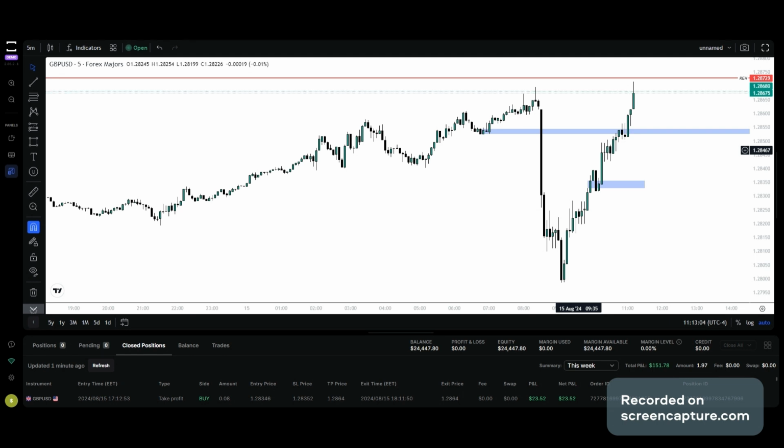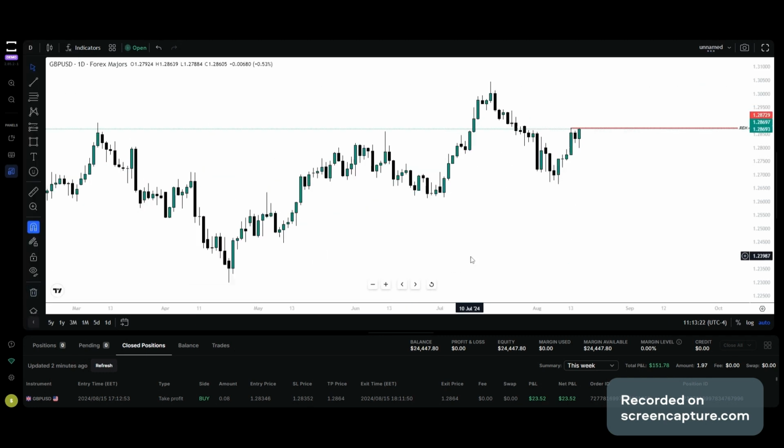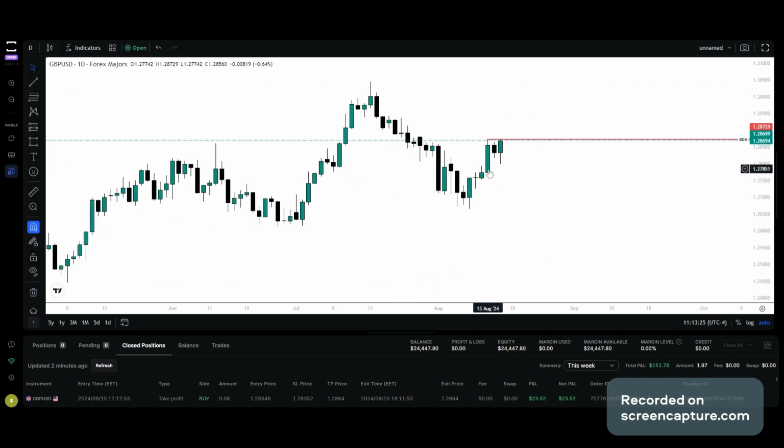All right, I'm back. So we can see that price just took out our intraday high, and now I'm looking forward to taking out this high back here. I believe it's an old daily high. Yeah, this is the 13th, so Tuesday's high. I'm looking for Tuesday's high to get taken out. And ultimately, this is a market maker buy model. So it's obvious what we're doing here. This high is the draw on liquidity.